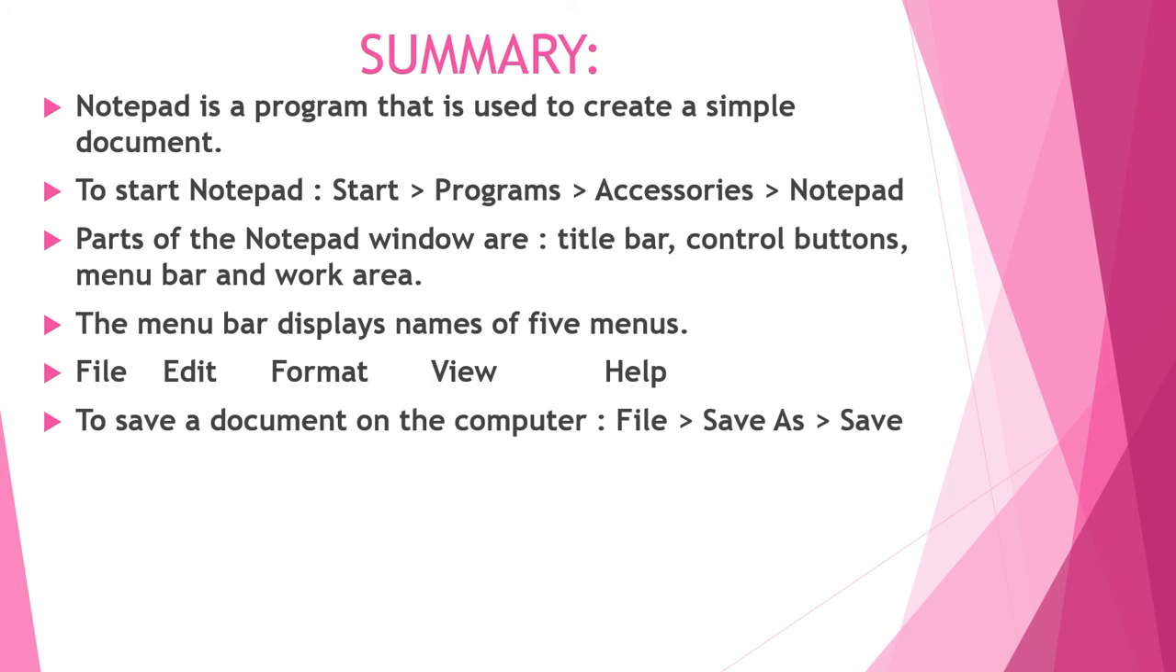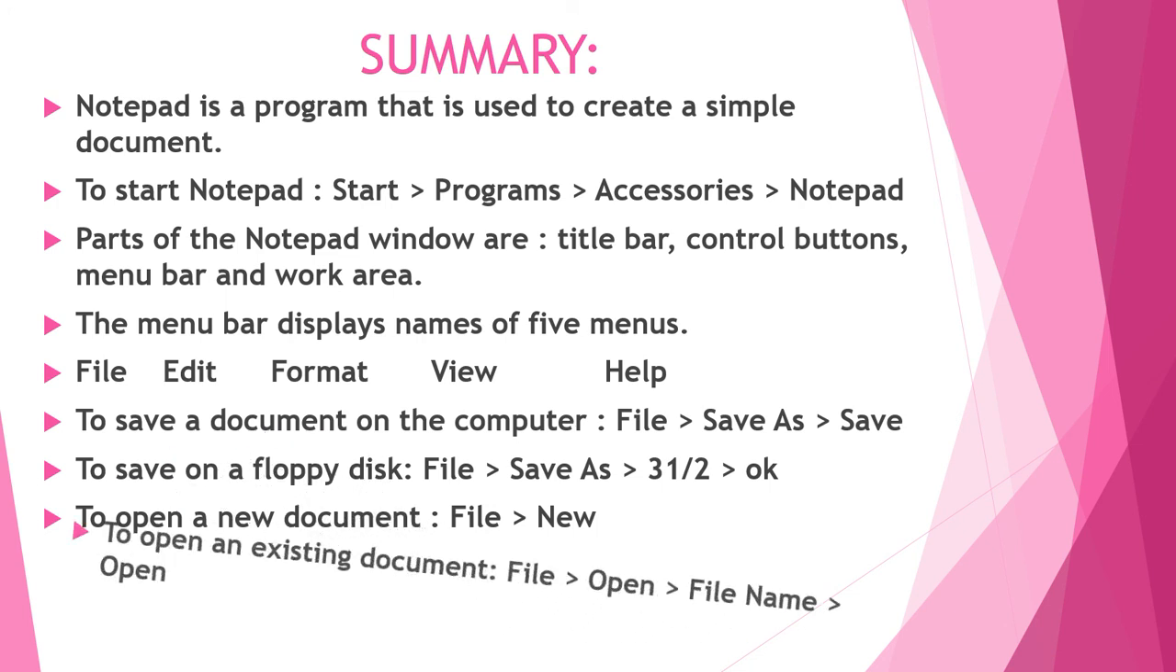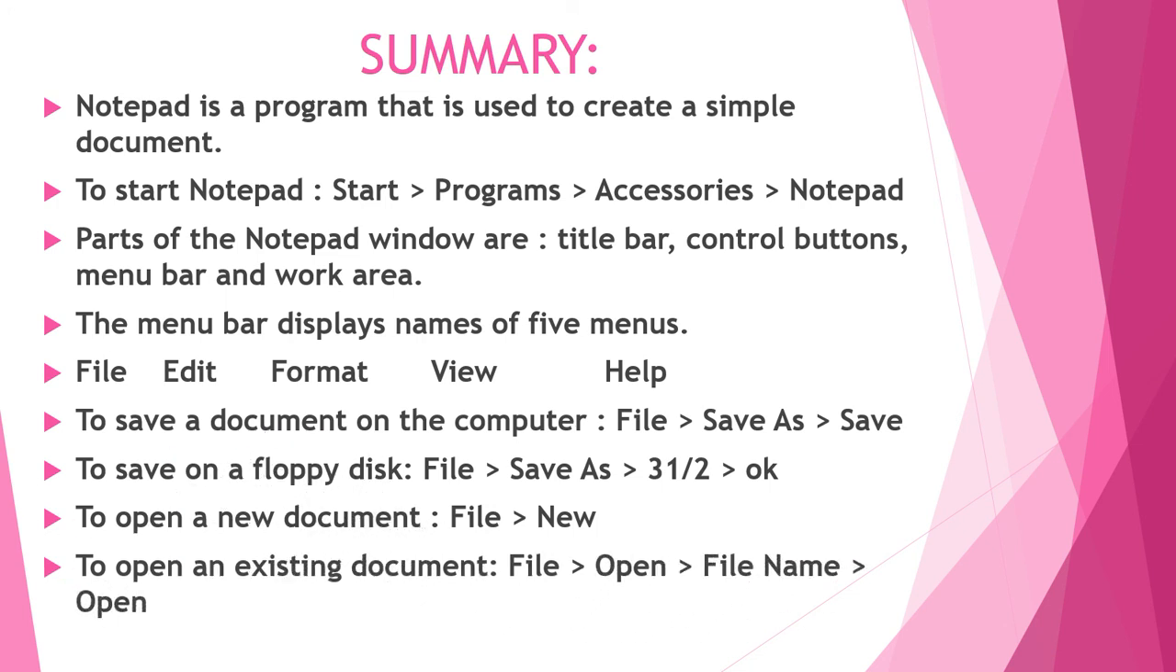To save a document on the computer: File, Save As and Save. To save on a floppy disk: File, Save As, OK. To open a new document: File and New. To open an existing document: File, Open, file name and Open. To exit a document: File and Exit.